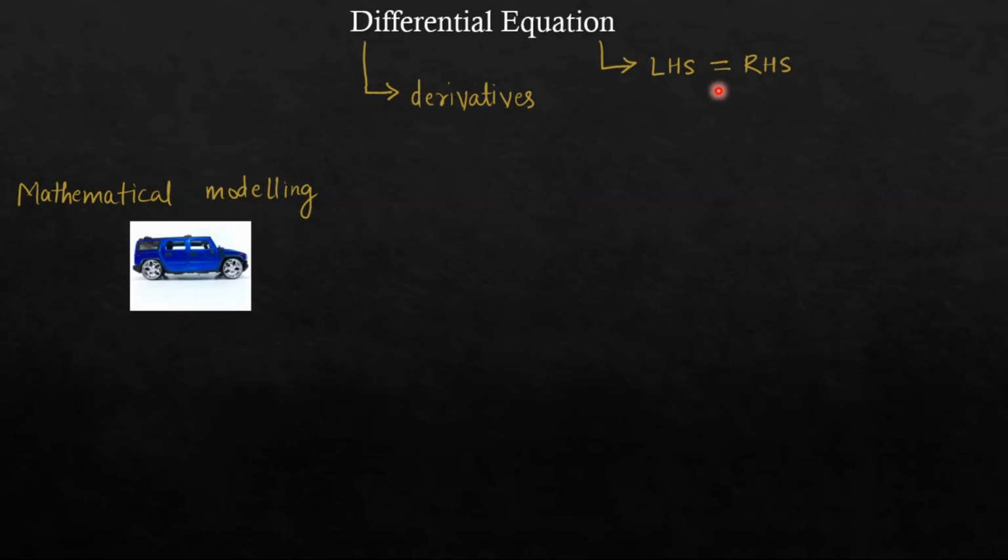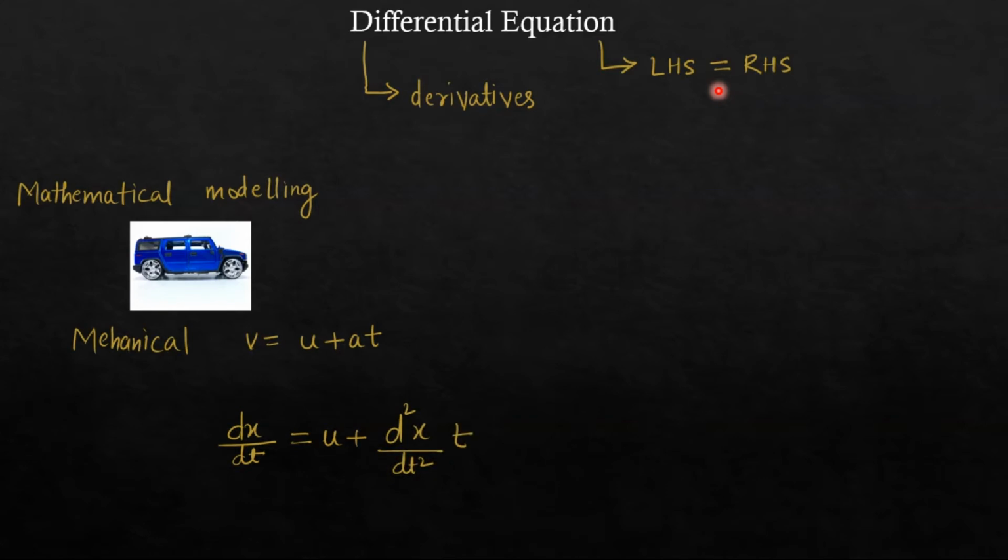Now let me take an example of a car. If I explain the operation of a car in terms of certain equation, then it will be known as a mathematical modeling. Is it fine? Now when we talk about basic mechanics, we say the equation of motion, that is v = u + at. Now v, the velocity, I can write as dx/dt, and acceleration I can write as d²x/dt². As you see here, this equation involves the derivative, hence it is called a differential equation.